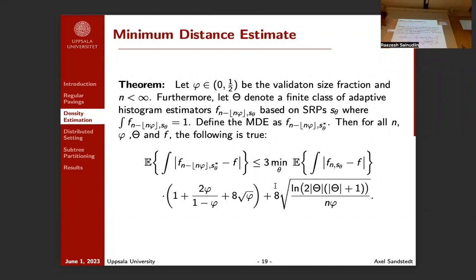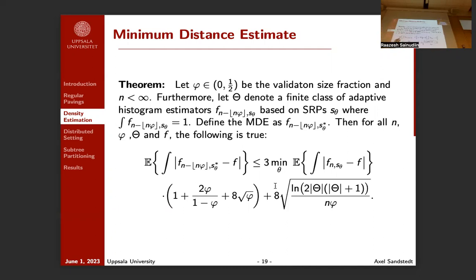So we don't have a lot of time. But the point here is that, given a class of indices for some estimates, which are histogram estimators and their densities, and the histogram estimators are found on our path, we can get an upper bound on the expectation of the minimum distance estimate found from our class of indices.